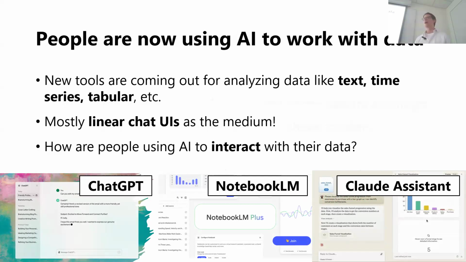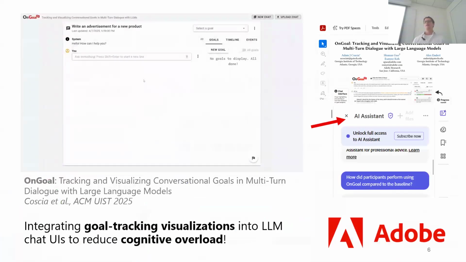Well, today, we're seeing a lot more people using AI to interact with the same sorts of data, text and time series, tabular data. And companies are embedding these LLMs into chat UIs that can extract information, generate charts, and synthesize these insights all automatically and for us. So seeing this trend and being a visual analytics guy, I got curious. How are people using AI to interact with their data?